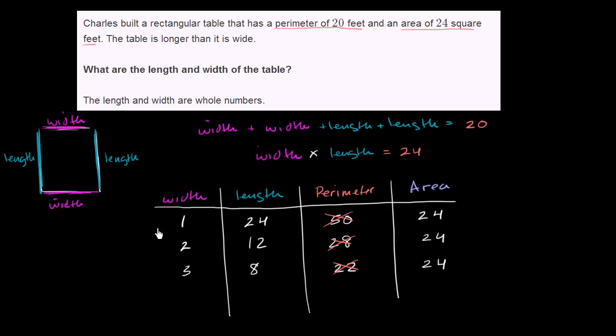Now, what about 4 and 6? Once again, 4 times 6 is 24. And what's 4 plus 4 plus 6 plus 6? Well, that's 8 plus 12, which is indeed equal to 20. So that works out. Our width is going to be 4 feet, and our length is going to be 6 feet.